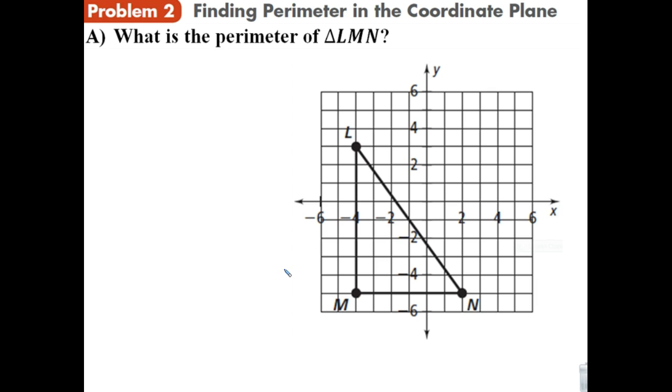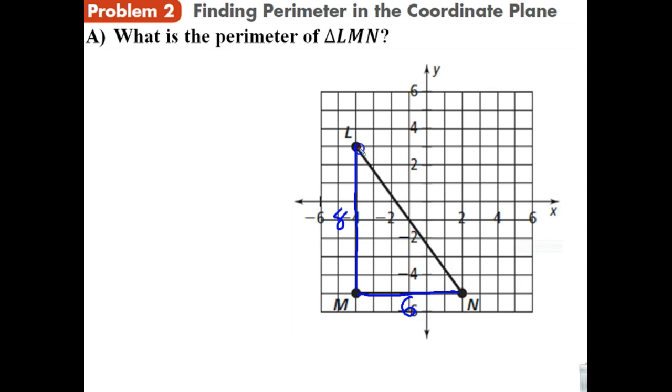Problem 2, we're finding perimeter in the coordinate plane. Part A asks, what's the perimeter of triangle LMN? Here's triangle LMN for us. Remember, perimeter is just adding up all the sides. So I have one side length of 1, 2, 3, 4, 5, 6, 7, 8. Another side length of 1, 2, 3, 4, 5, 6. Now the issue with this one is this diagonal side length. I can't just count that out.